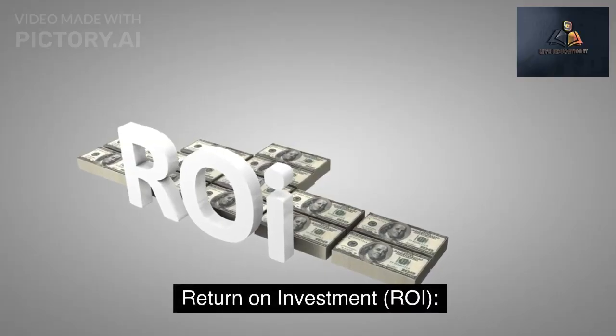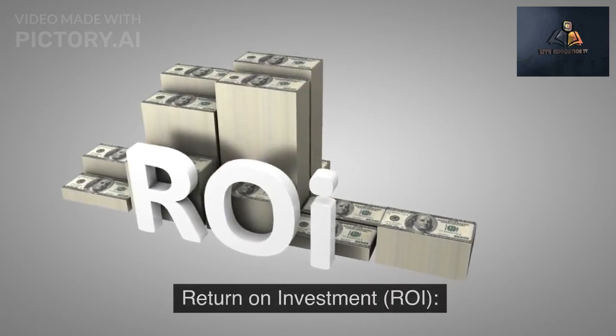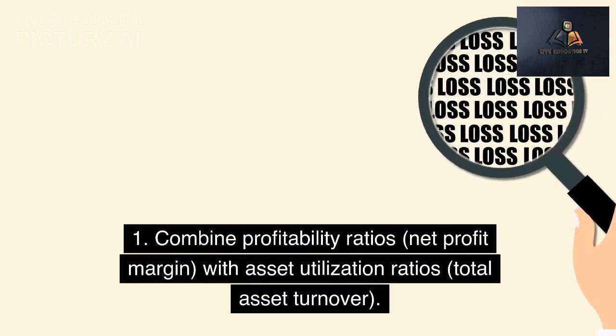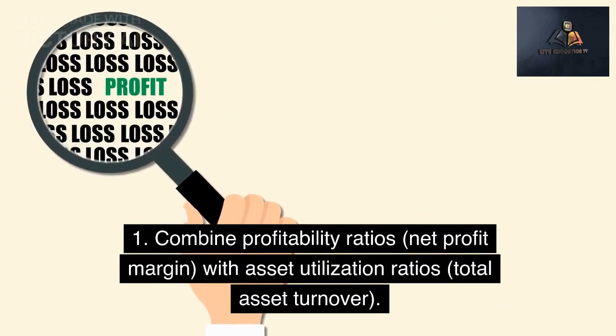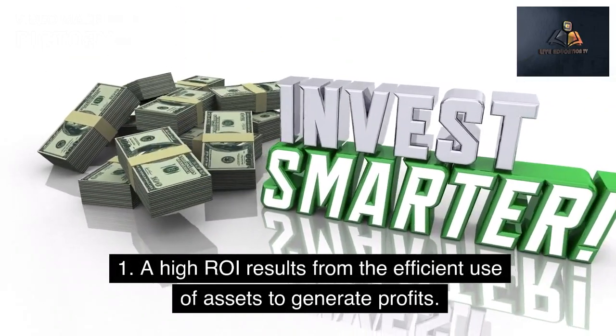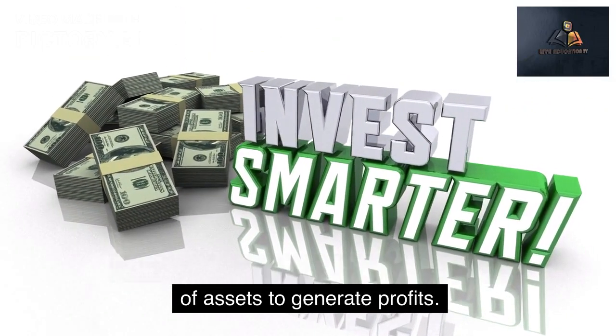Return on investment, ROI. 3. Combine profitability ratios, net profit margin, with asset utilization ratios, total asset turnover. A high ROI results from the efficient use of assets to generate profits.